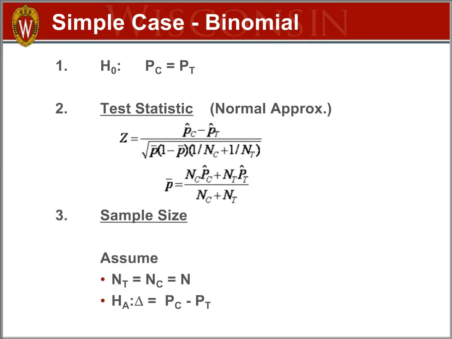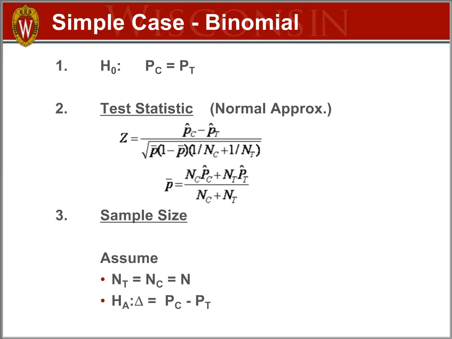You've perhaps seen it before in other situations or in courses you might have taken previous to this one. So it's simply the difference in the failure rates divided by the standard error of that failure rate. That's what's in the denominator. And the p-bar is the average failure rate in the two arms combined.